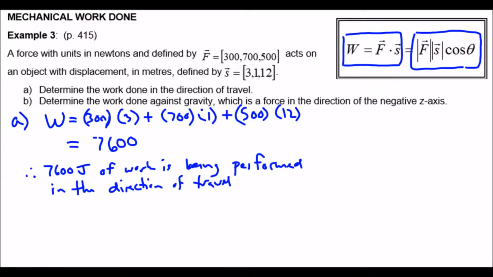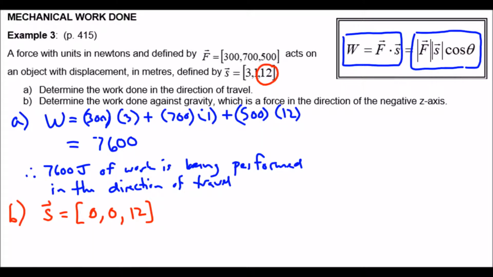All right, part B. Part B says determine the work done against gravity, which is in the direction of the negative z-axis. So for this one, I am going to do my direction. Since I just want it in terms of against gravity, and gravity is a z-axis, I only really want that coordinate. So my S is actually going to be 0, 0, because these two vectors don't affect gravity, but this one does, because this is my vertical component, that z.